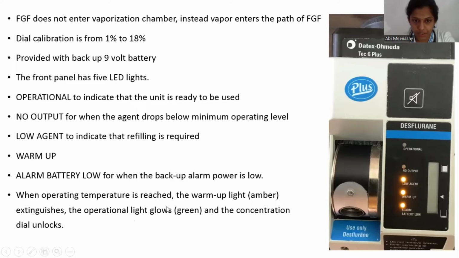When operating temperature is reached, the warm-up light that is amber in color will go off. Then the operational light will become green. It will switch on, and only then the concentration dial can be unlocked. So you need to know that before using a desflurane vaporizer, you have to switch it on. You have to wait for some time, give it some time to get heated, and wait for it to blink green in the operational LED light. Only after it blinks green, you can open up the concentration dial. Until then, you cannot unlock.